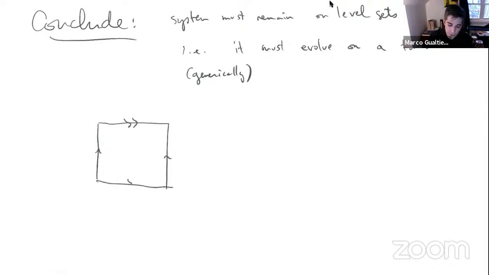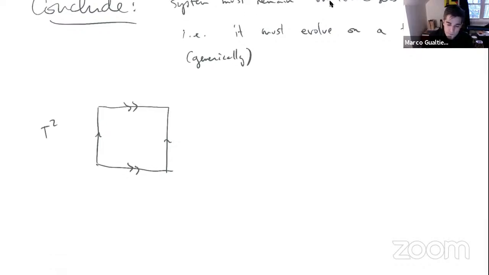Let me draw the T2 like this, the torus. And so basically, let's see if I can draw a picture of this. So, yeah, this is just for your own information. At the end of today's class, I just wanted to give you a kind of a picture of what's going on.